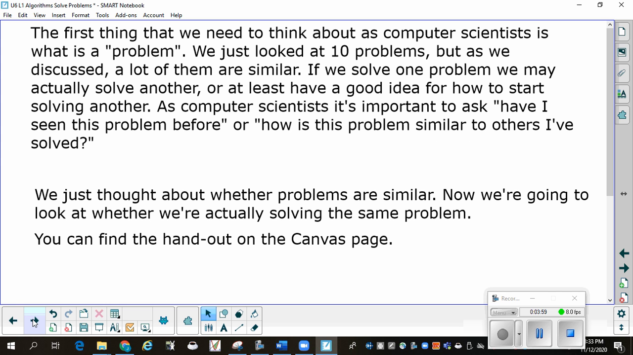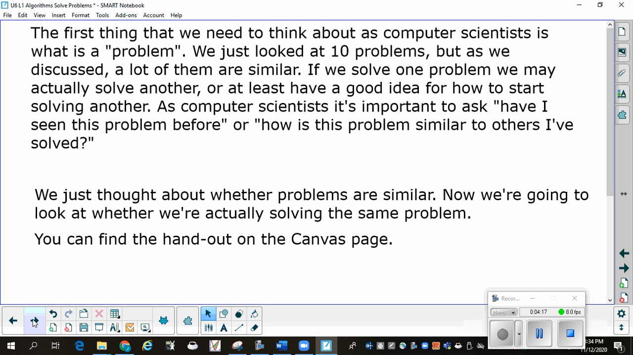Now, the first thing that we need to think about as computer scientists is, what is a problem? We just looked at 10 problems, but as we discussed, a lot of them are similar. If we solve one problem, we may actually solve another, or at least have a good idea of how to start solving another.